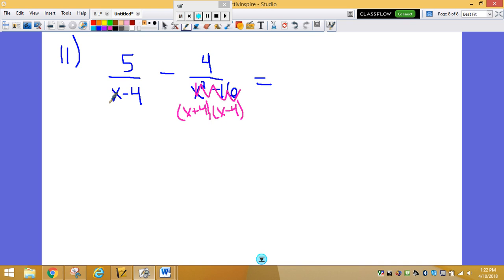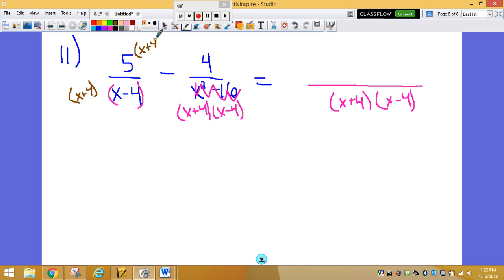Now look, this one already has an x minus 4. So my LCM is going to be an x plus 4 and an x minus 4. So like I said, this first parentheses already has the x minus 4, so all I need to add is the x plus 4. And if I do it on the bottom, I have to do it on the top. So distribute, that's going to give me 5x plus 20.